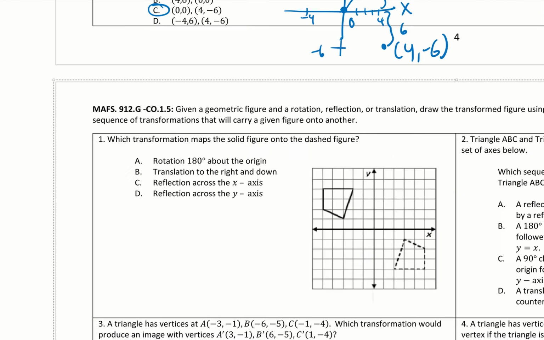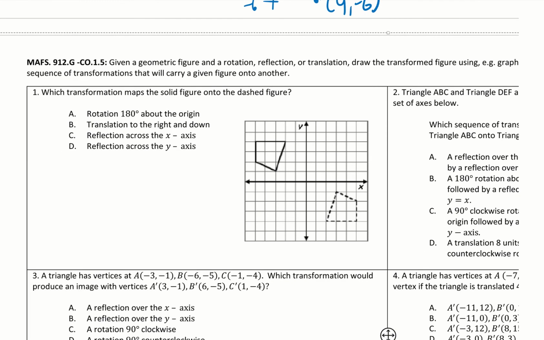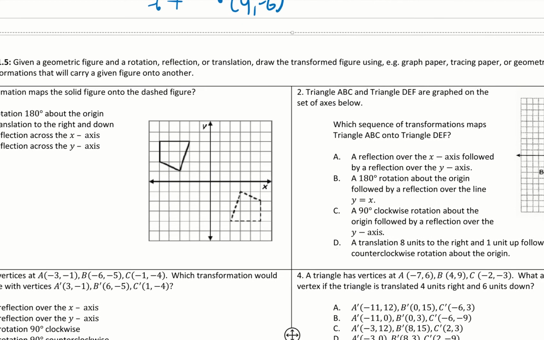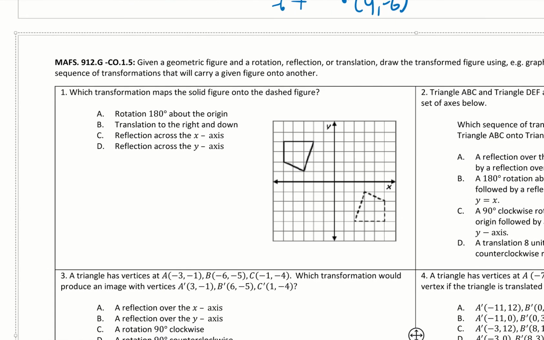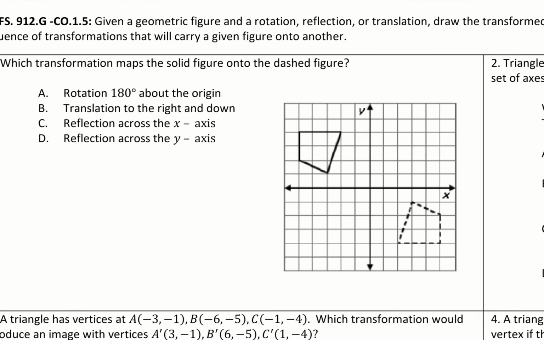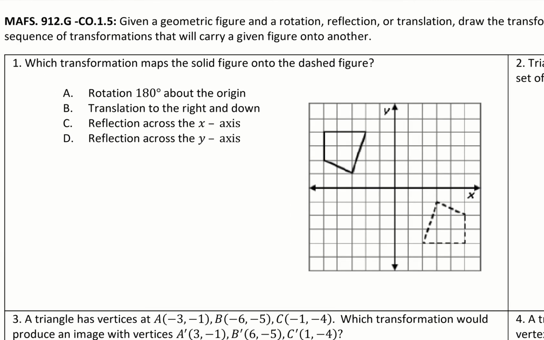All right, so for the next one, we're talking about rotations, reflections, and translations. Draw it using whatever tools you have, and talk about the sequence of transformations to get from one to the other. Which transformation maps the solid figure onto the dashed figure? What can we do to get from one to the other? If I take a line from here to here, notice that that's the same distance from there to there. And if I were to rotate it, then that would give me that figure.